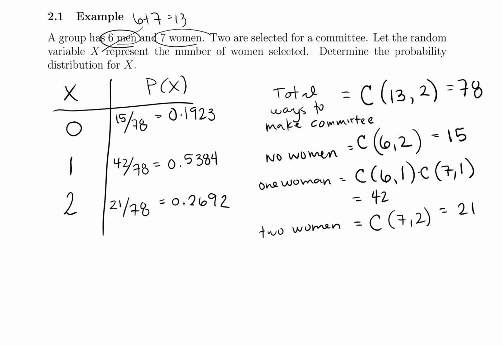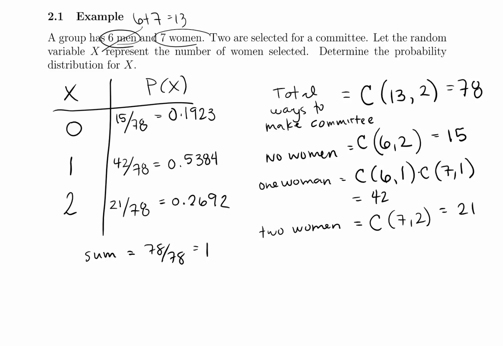Couple things to notice here. If you add up the probabilities, so if you take the sum 15 plus 42 plus 21 all over 78, you should end up with 78 out of 78, which is 1. So if you've added up everything within the probability distribution, you should get 1 because you've represented the entire system here. Alright, so that is setting up a probability distribution for a random variable.